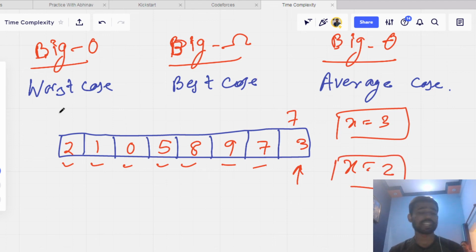So it will just take one iteration. In the first only it will find 2. So this is the best case, that the value 2 is found in the first position itself, and x equal to 3 is the worst case. So we have to always deal with the worst case.